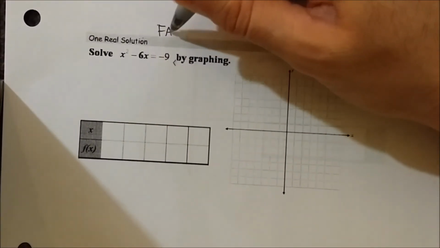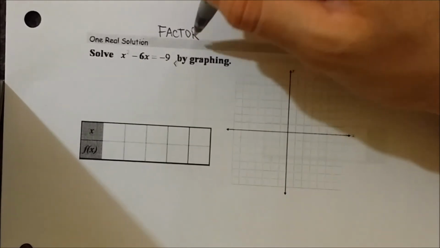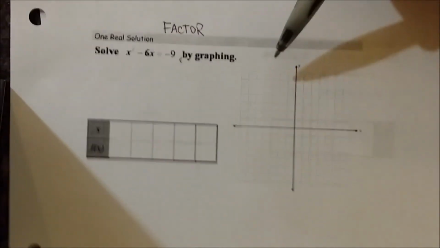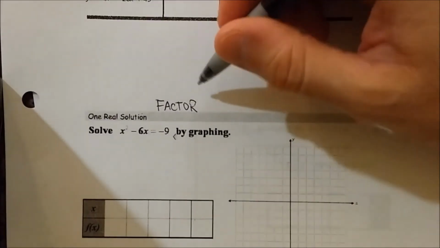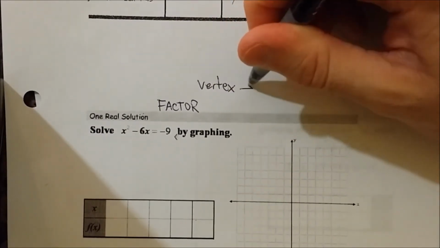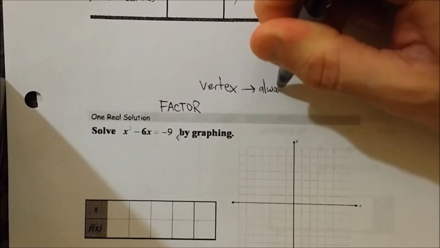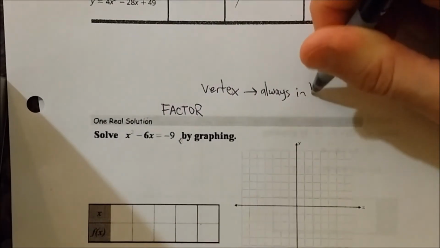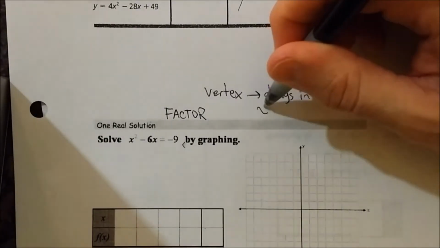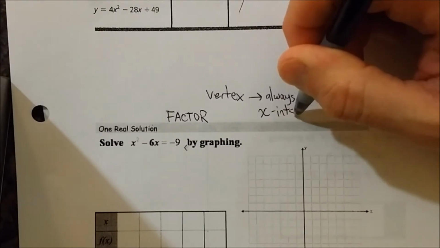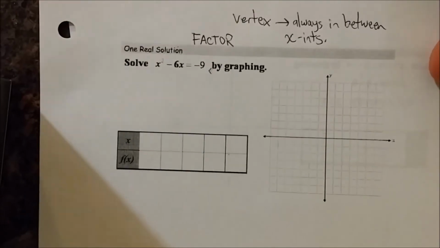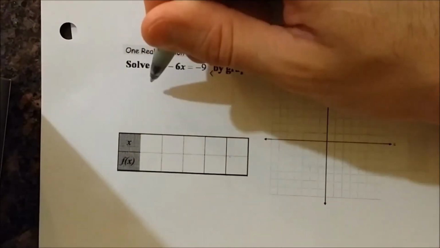So hooray, factoring comes back. I'd like you to factor and just figure out your x-intercepts, and then maybe we can find our vertex using the table. Remember that as far as where the vertex is, it is always in between the x-intercepts. Exactly in between.